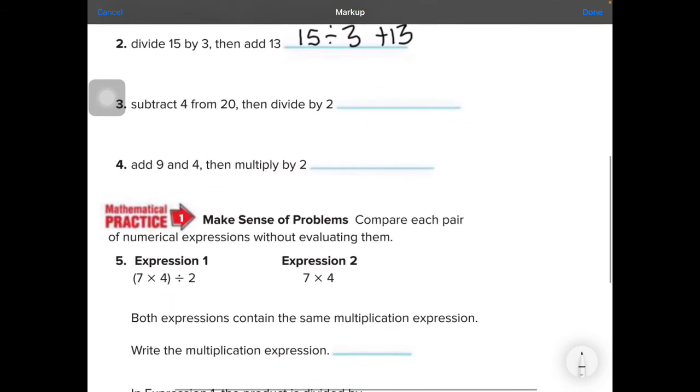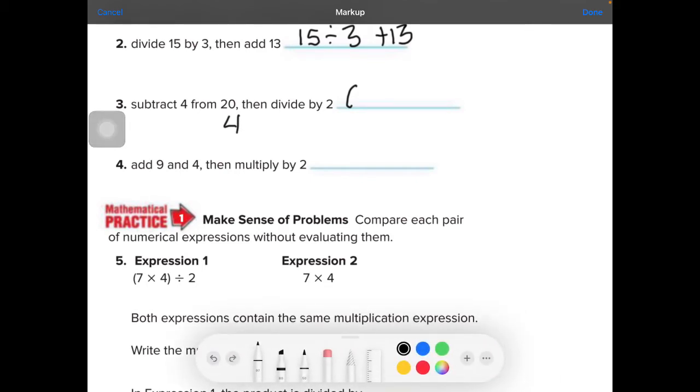Number 3, subtract 4 from 20, then divide by 2. Now, because they have subtracting and then dividing, we need to put in some parentheses to know that we need to do the subtracting first. So parentheses, 4 from 20. Now it does not look like this, because we can't make that into an appropriate expression, appropriate problem. So we need to make sure that we write it like this. 20 subtract 4, parentheses. That's our first group. Then divide by 2.